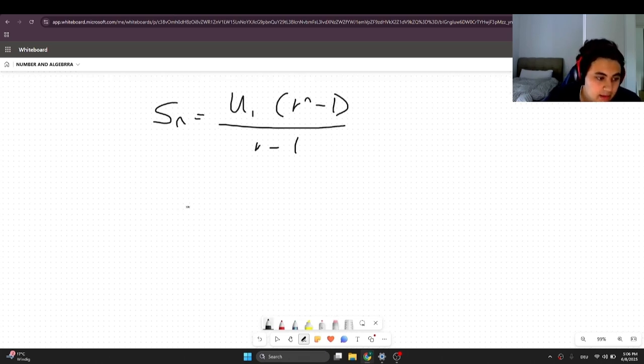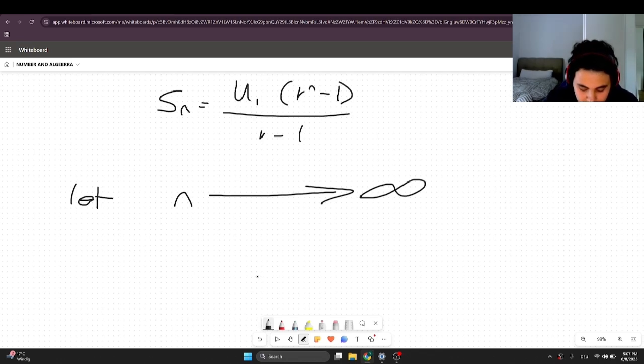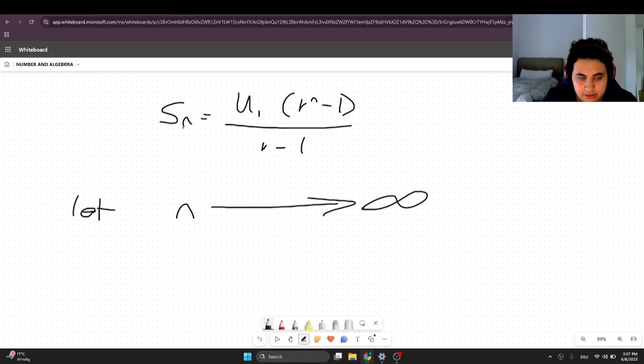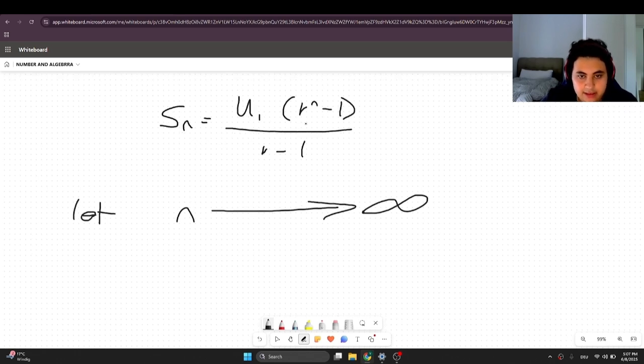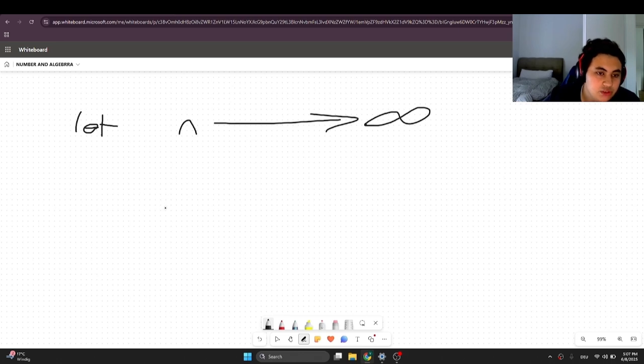Now the n terms in a geometric sequence that we're talking about are going to go on infinitely. So we're going to let n go on to infinity. Okay. So if n is going on to infinity, in this case it's going to be S infinity and u1 times r to the power of infinity, yeah. If r is to the power of n, then r to the power of n is going to approach 0, yeah.